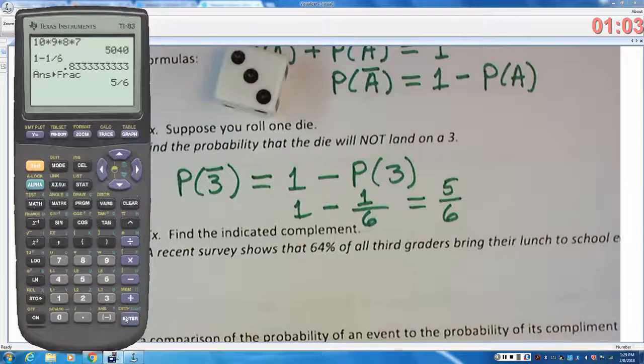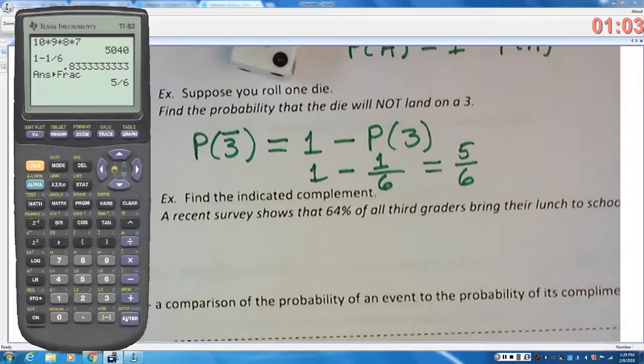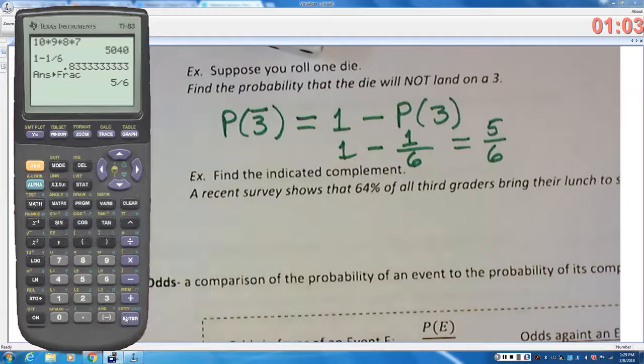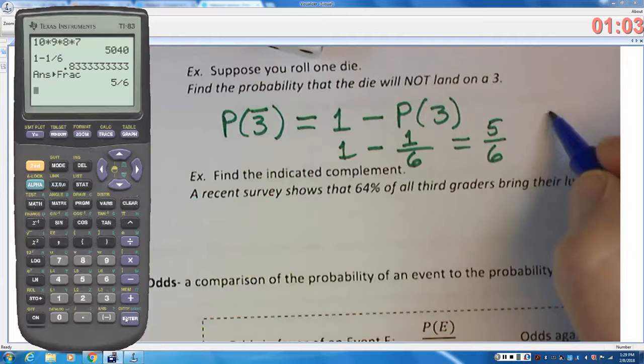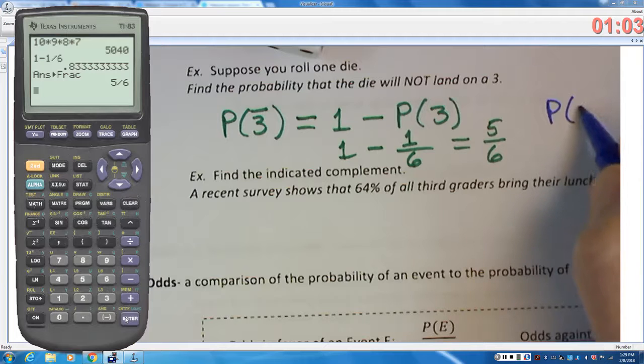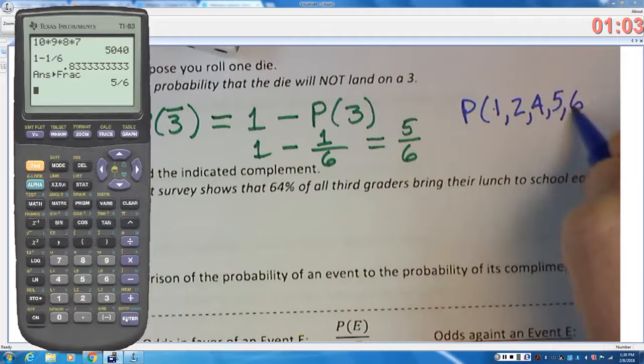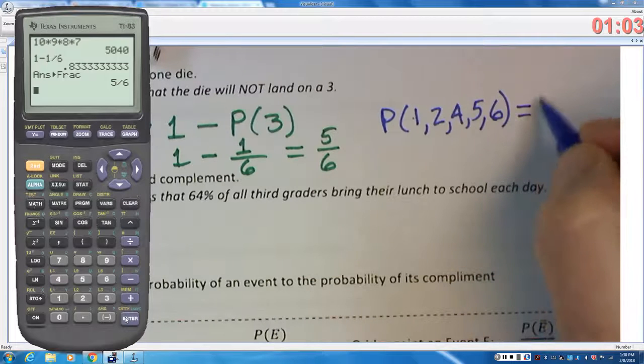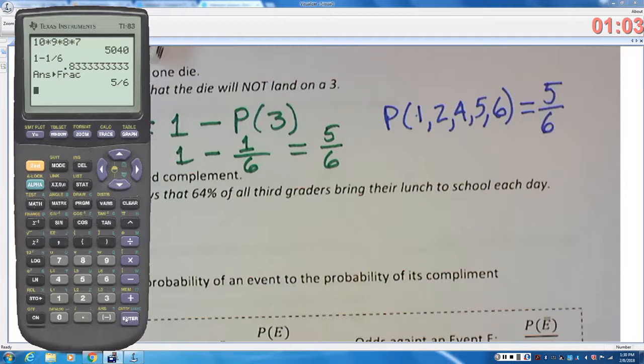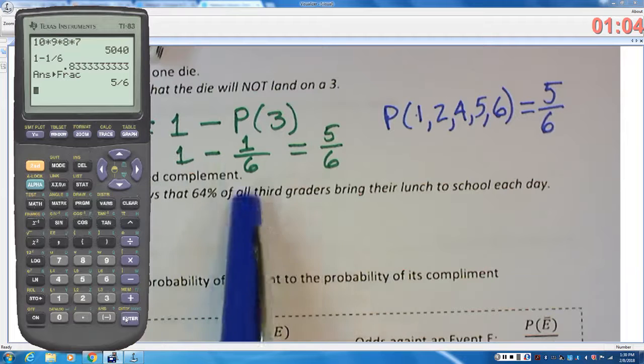Okay, and the other thing is, well, how else could we have found this probability that it won't land on a 3? Well, probability that it won't land on a 3 means it could be 1, 2, 4, 5, or 6. And there's 5 ways that it doesn't land on a 3 out of 6 equally likely ways. And that's looking at the sample space. So you can look at the sample space to find probabilities, or you can use the complement rule like we did here, which also looked at the sample space for this one.